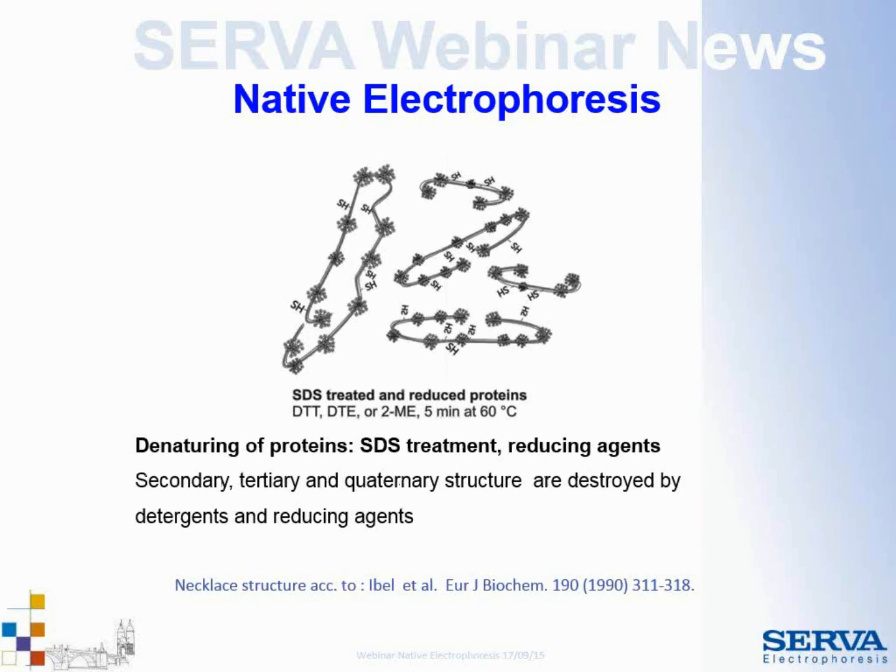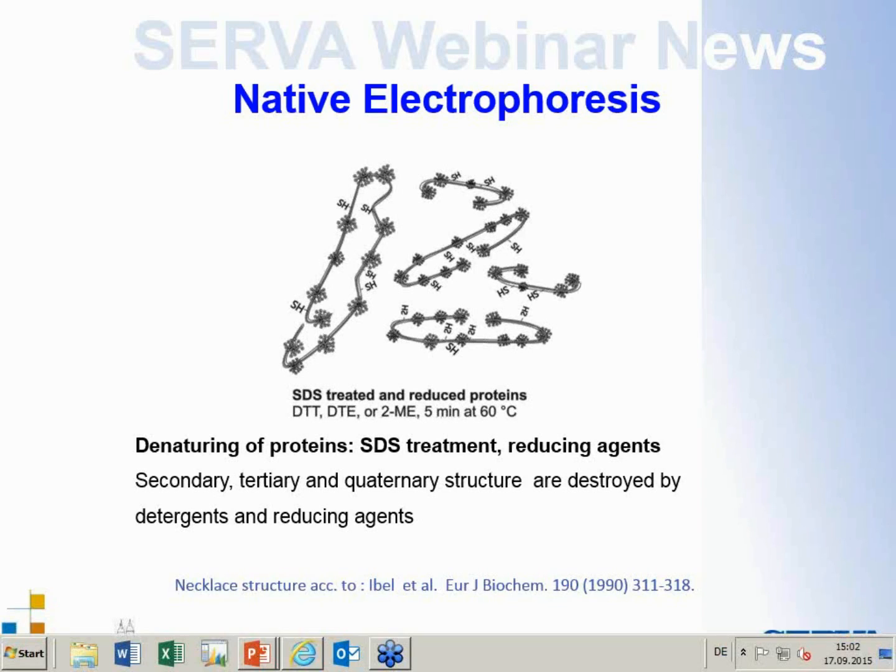The denaturing process with SDS and reducing agents like DTT or beta-mercaptoethanol leads to the disruption of the disulfide bonds, and the protein structure is stretched with SDS. And this leads to destroying of the secondary, tertiary, and quaternary structure.